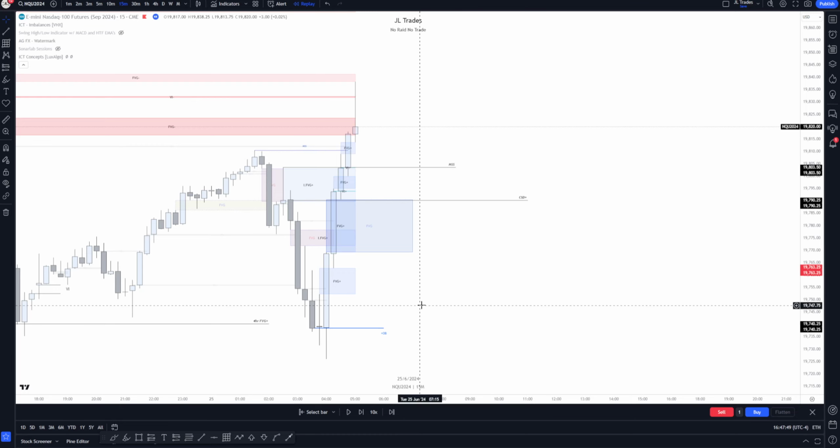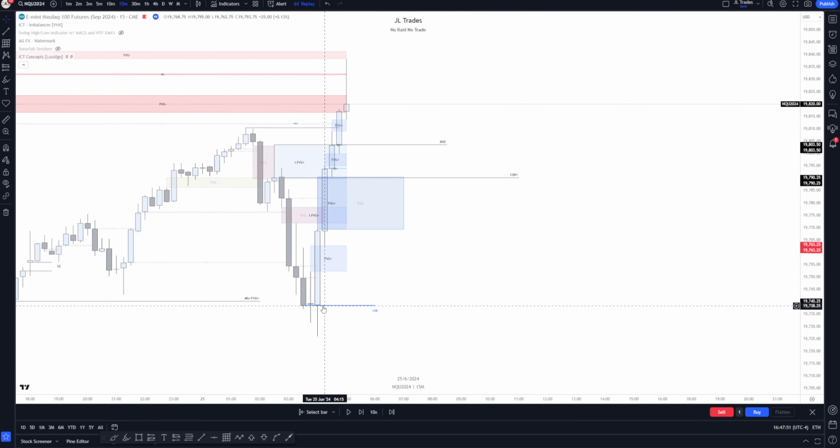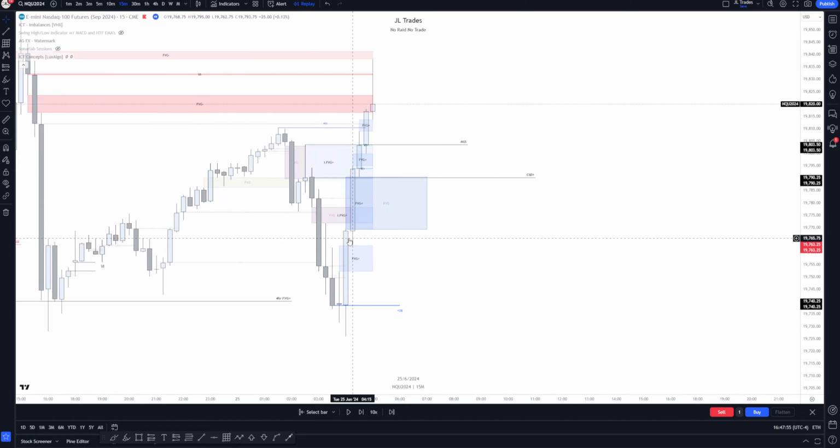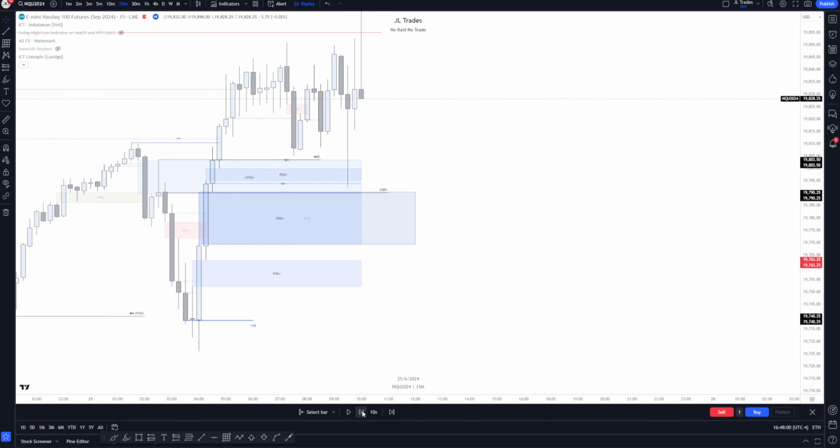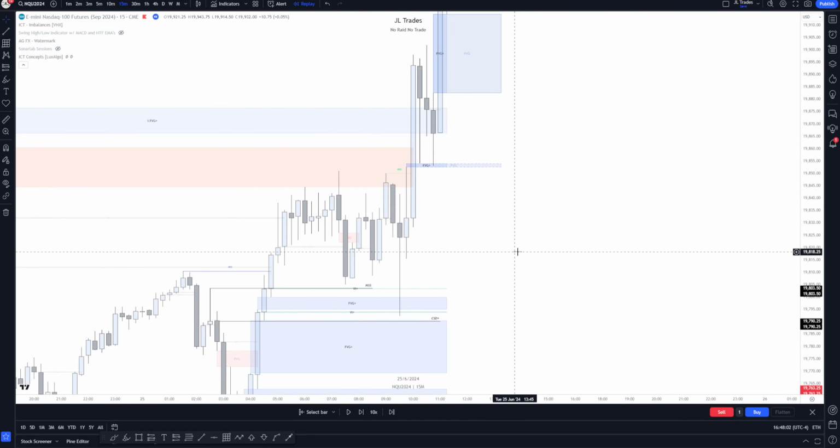So yeah, take this with a grain of salt. This order block, that actual line, the order block is there for me. That's the low of the order block. See what happens. Yeah, just see what happens.